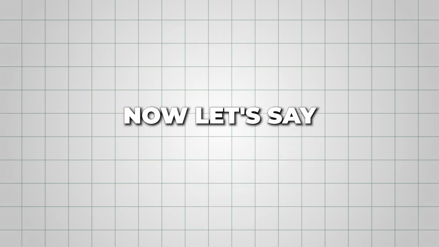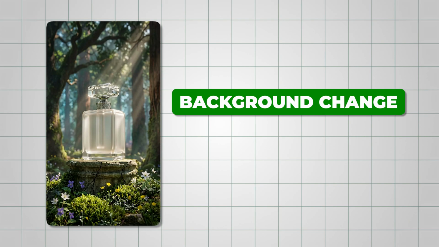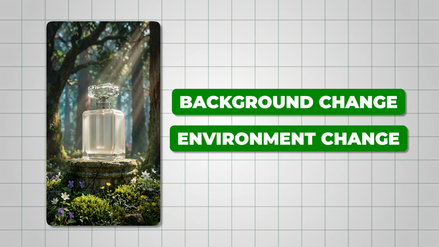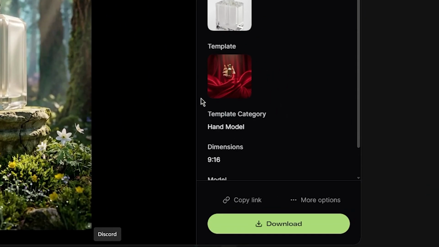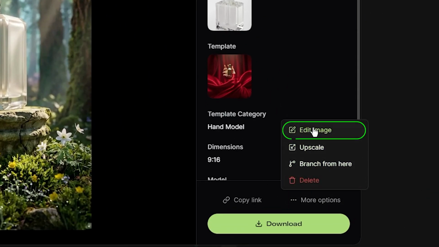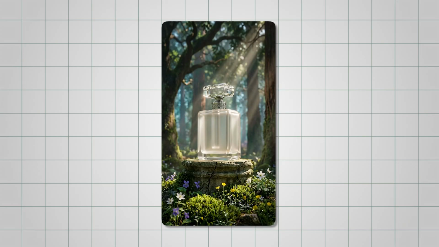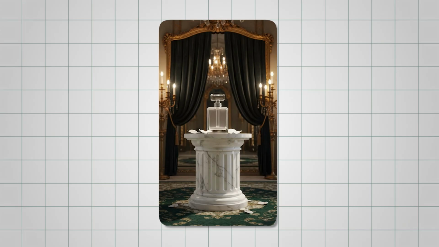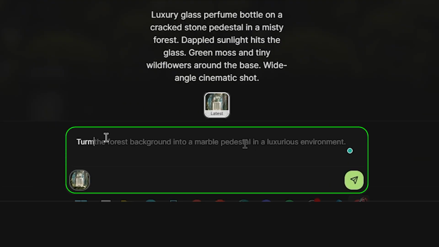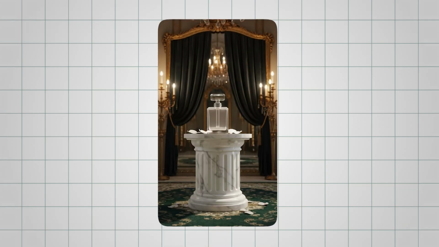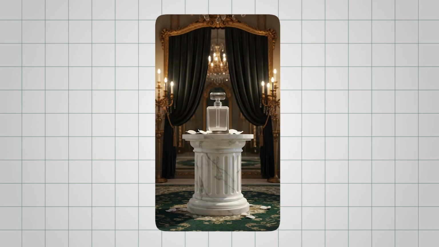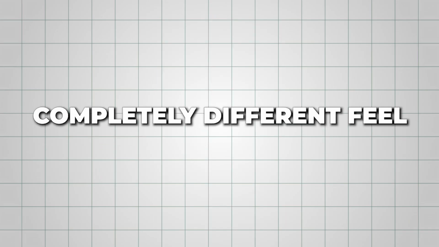And here's the result, exactly as described in the prompt. Now, let's say you have the image but want to swap out the background or change the environment entirely. That's just as easy. Click the More option on the image and select Edit Image. For this example, we're going to replace the stone pedestal with marble and shift the overall environment to something more luxurious. In the prompt box, type, "Turn the forest background into a marble pedestal in a luxurious environment." And here's the output, a bold marble pedestal set in a high-end, luxurious scene. Same product, completely different feel in seconds.